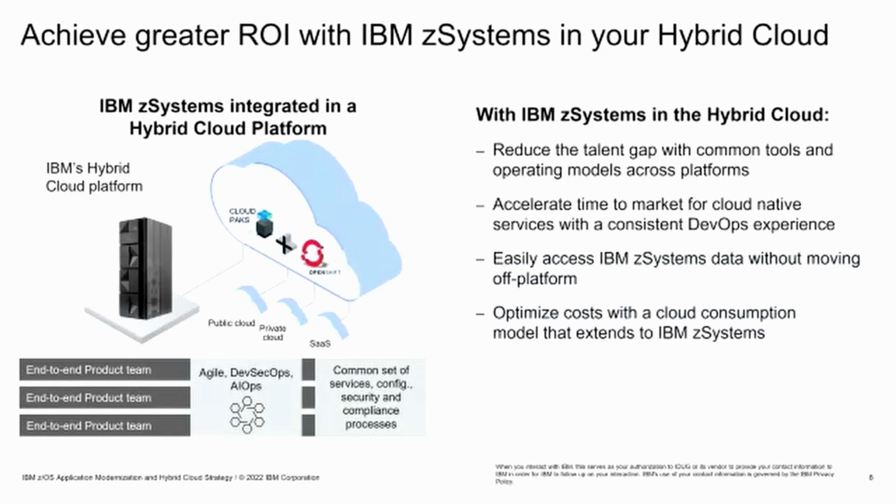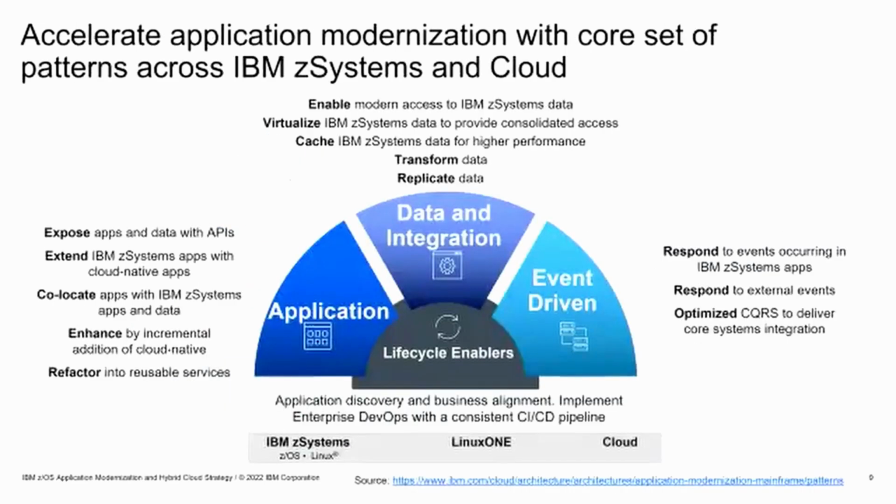So all this ties in with IBM Z systems in a hybrid cloud. Hybrid cloud is a key part of IBM's application modernization strategy. And with IBM Z systems in a hybrid cloud, you can create a hybrid cloud infrastructure with your IBM Z systems integrated with your cloud systems. So let's have a look at this in a bit more detail.